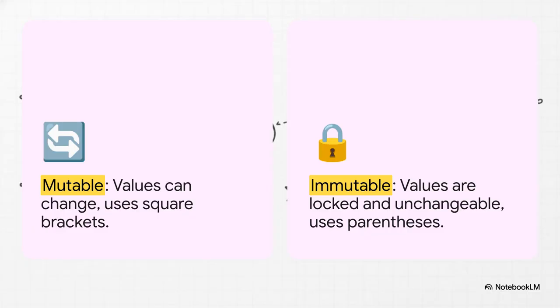They are unchangeable. And structurally, instead of the square brackets we use for lists, tuples are typically created using smooth parentheses. So the crucial point we really need to understand is the structural and philosophical difference between these two. Lists are mutable. Their values can change, grow, and shrink, and they use square brackets. Tuples, on the other hand, are immutable. Their values are permanently locked and unchangeable, and they use parentheses. If you try to reassign a value at a specific index in a tuple, there's absolutely no way Python lets that slide. It's going to throw an error.